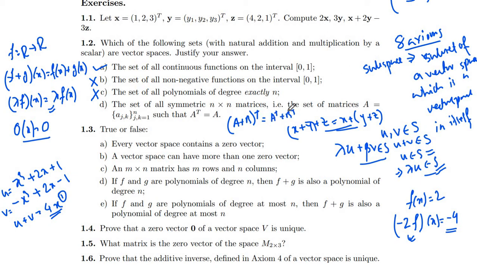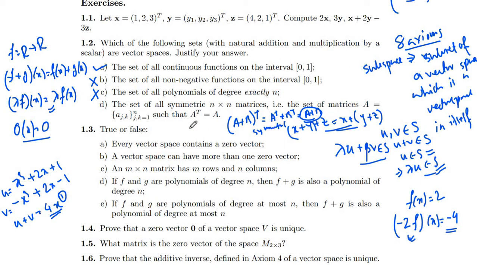Because A transpose equals A and B transpose equals B, since both of them are symmetric matrices. So A plus B, when you take the transpose, remains the same. So A plus B is also symmetric. So one is done. Okay.